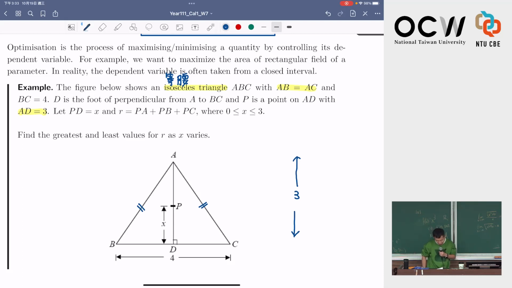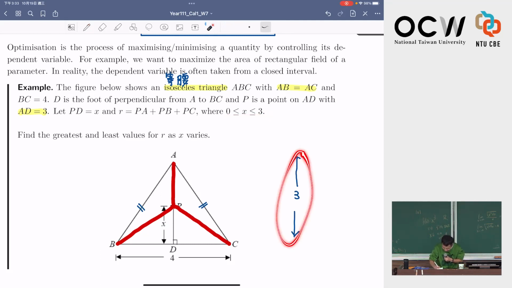And then PD equals x. And then what is r? r is PA plus PB plus PC. Let me use the thicker pen. PA plus PB plus PC. And then, because x is the length of something, x has to be greater than or equal to 0, and at most 3, because this length is 3. So you're given a domain for x.